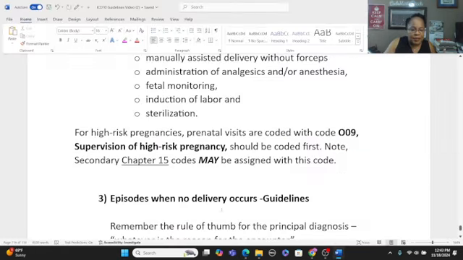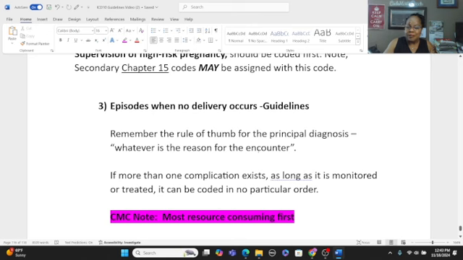On my outline, I put a note that just says, remember the rule of thumb. For the principal diagnoses, whatever is the reason for the encounter, that's your principal diagnoses. And if more than one complication exists, as long as it is monitored or treated, it can be coded, and it says in no particular order, but I put in purple, Codemaster Coach says, put that most resource consuming condition first. That's just a rule of thumb I try to teach my coders. Always put your most resource consuming code first. All right, let's keep going.